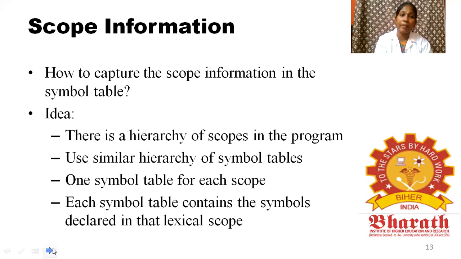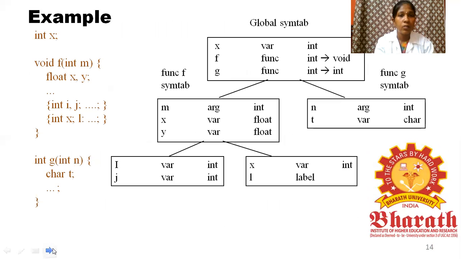Next is scope information. How do we capture the scope information in the symbol table? One symbol table is given for each scope, and each symbol table contains the symbols declared in that lexical scope. For a single program with a single lexical scope, there will be a single symbol table. This is an example of our symbol table, and on the side is an example program.